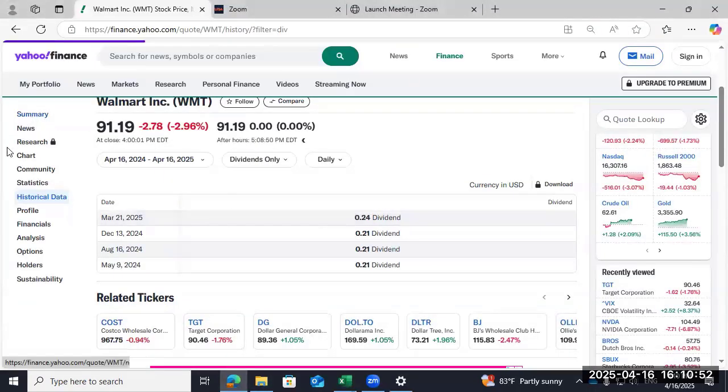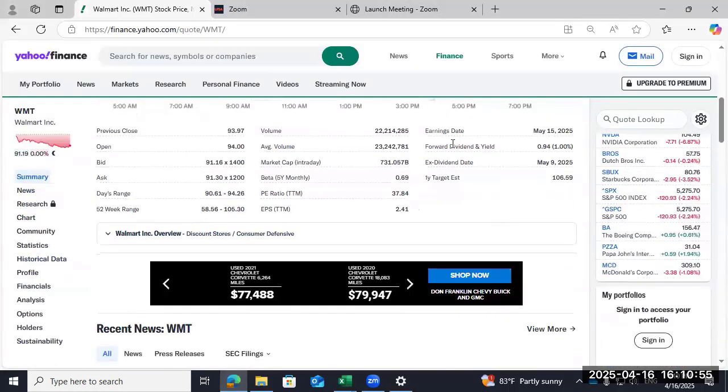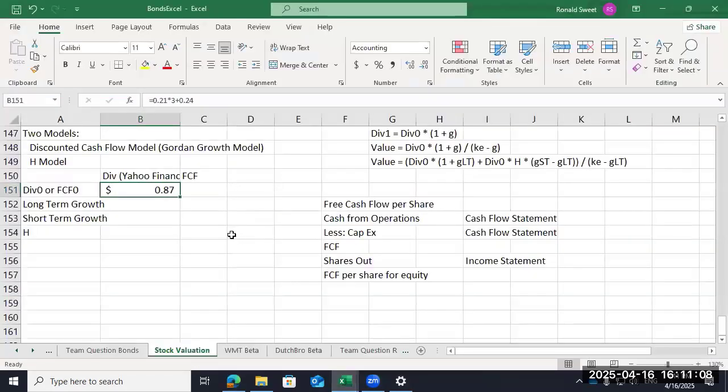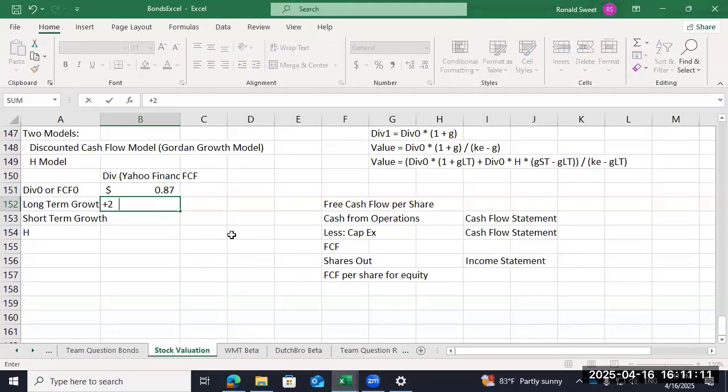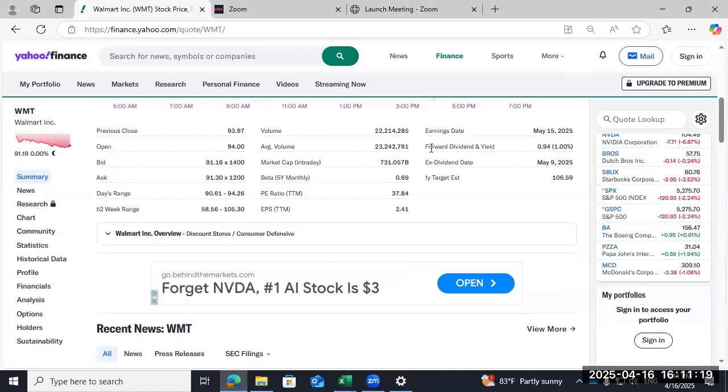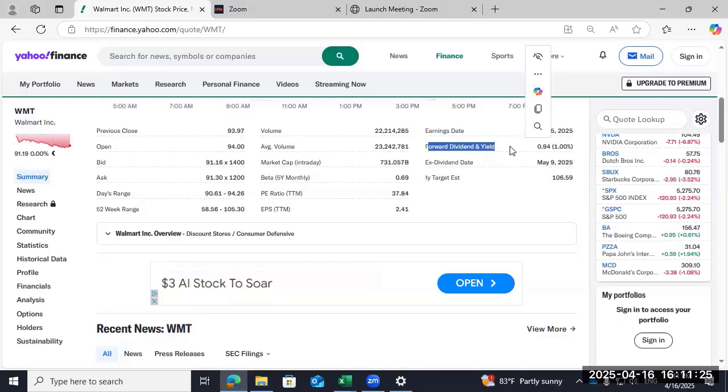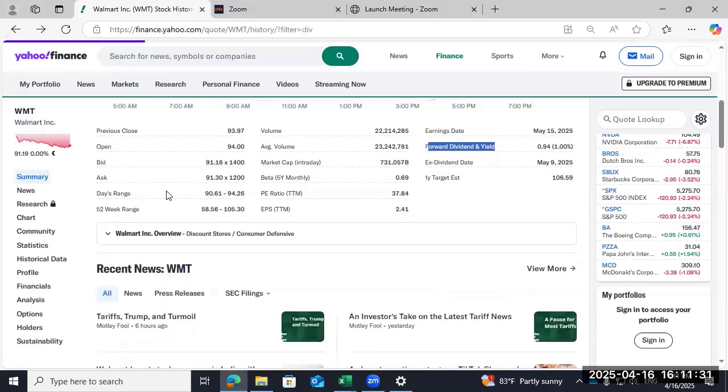I realize if you go to the summary, they show you a dividend. This number is just not a good number. I think what they do here is they take the last dividend and multiply it by 4, although that doesn't quite look right. 0.24 times 4 is 0.96, not 0.94. But this is not a dividend 0. A forward dividend would be dividend 1. It's what they're going to pay the next 12 months, but that's not what they do. It's something different. Walmart's dividend is actually pretty easy to forecast.